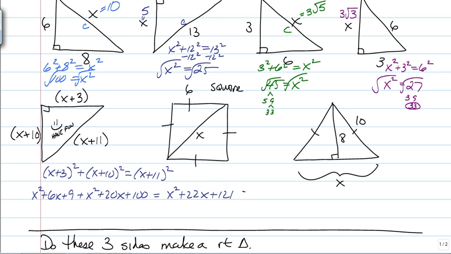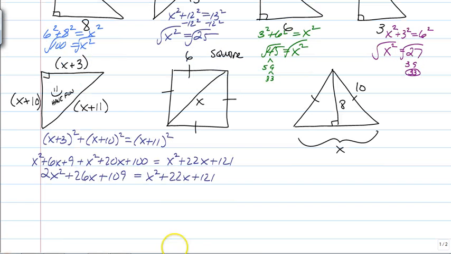Wow. And now, you still have to put this all together. So this is going to be 2x squared plus 26x plus 109 is equal to x squared plus 22x plus 121. And we need to make a little bit more room here. So now that we have the room, we just need to subtract our x squared to the left, leaving us with x squared.